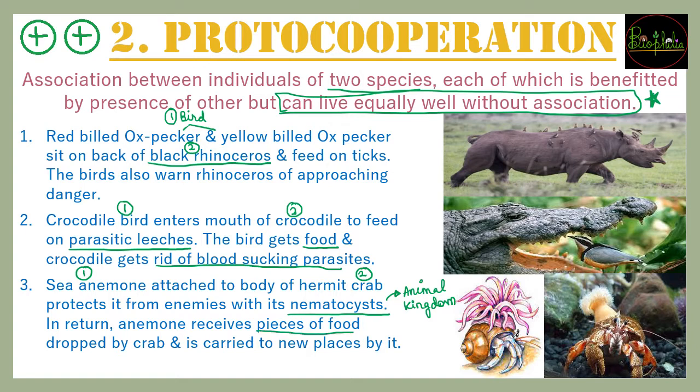It will get the food pieces that the crab has been dropping, and it will be carried to new places as it is going to move around. So sea anemone protection provide करेगा और hermit crab उसको खाना और अलग अलग जगहों पे सैर कराने के लिए लेकर जाएगा. So that is going to be the relationship between the Protocooperation.